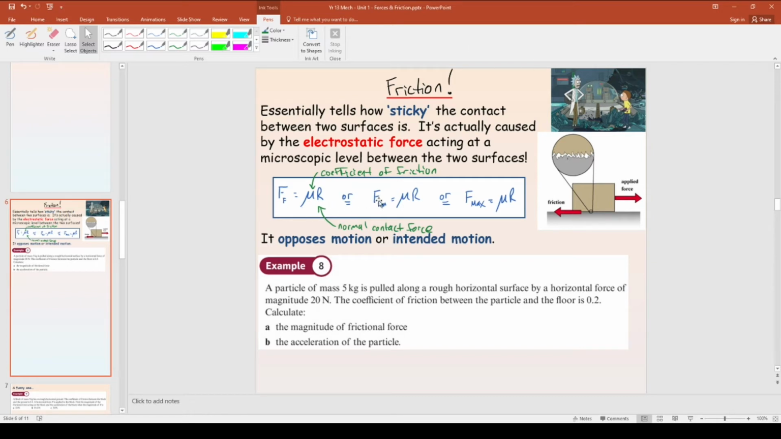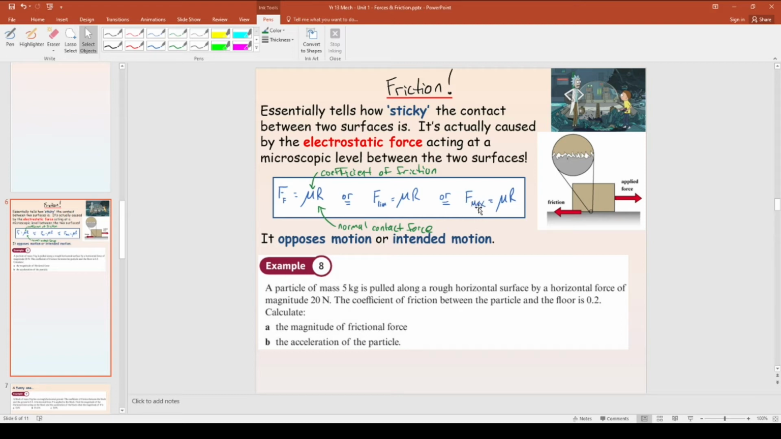Cool. Now, this here, F-lim, they call that limiting friction. It's just another way of saying friction. They usually use this one specifically when friction is about to break. And F-max they use as well. This is what your textbook actually uses, is F-max.